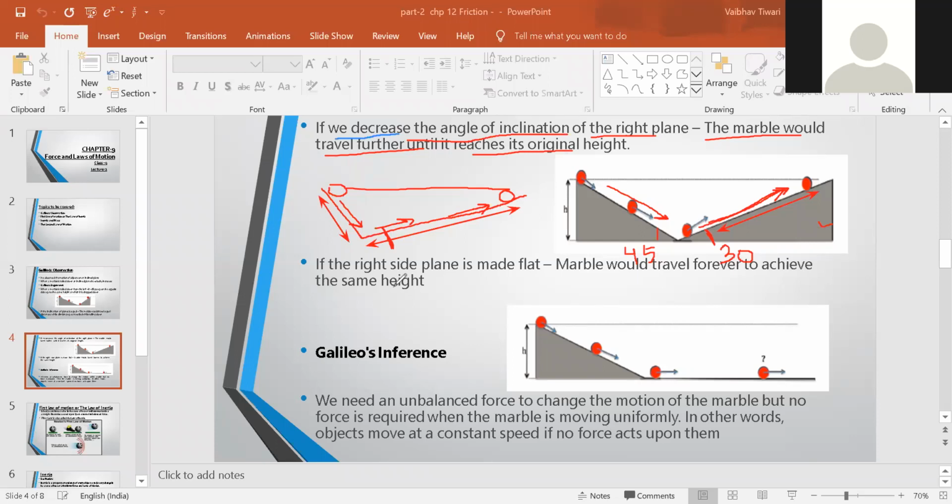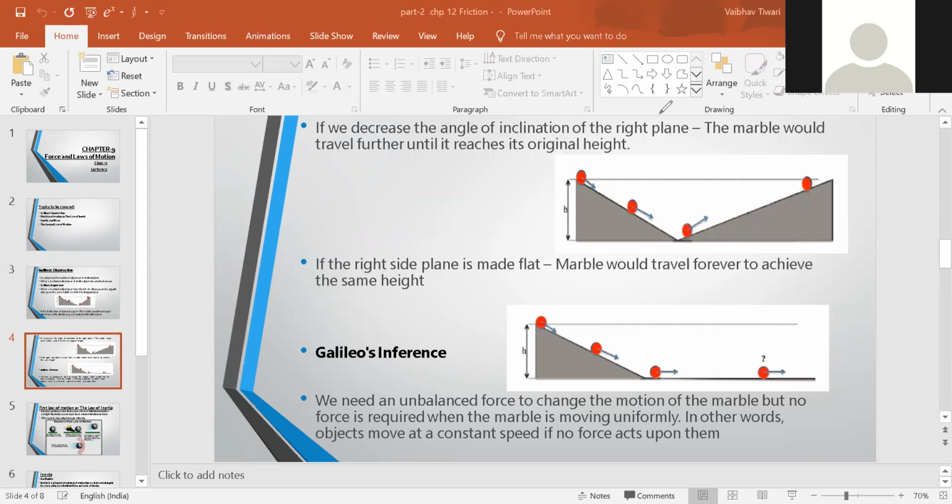Now I'm asking a few questions to you. Very simple thing: when a ball rolls down an inclined plane, does the speed of the ball increase or decrease? Type in the chat box. Please type in the chat box, all of you. Each and every one has to answer. Increases. The speed of the ball increases, right? So it is clear to everyone. You also might have experienced this.